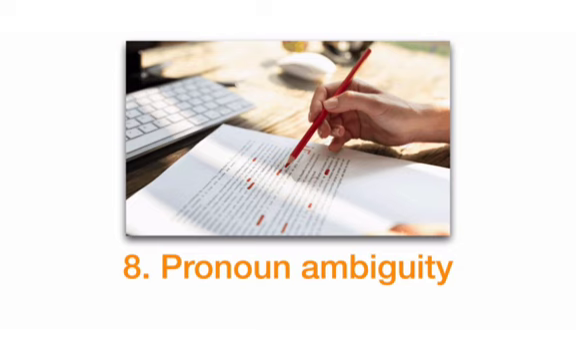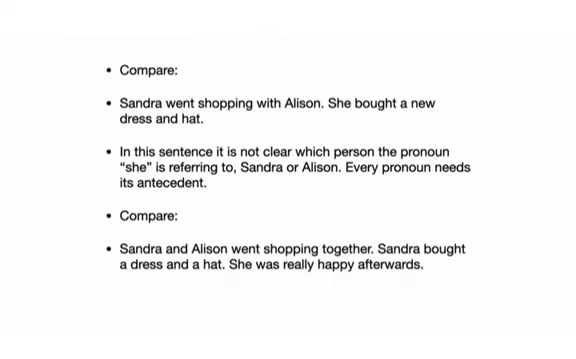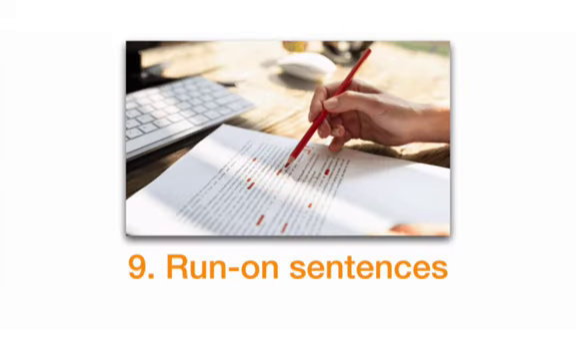8. Pronoun ambiguity. Compare. Sandra went shopping with Alison. She bought a new dress and hat. In this sentence, it is not clear which person the pronoun she is referring to, Sandra or Alison. Every pronoun needs its antecedent. Compare. Sandra and Alison went shopping together. Sandra bought a dress and a hat. She was really happy afterwards.